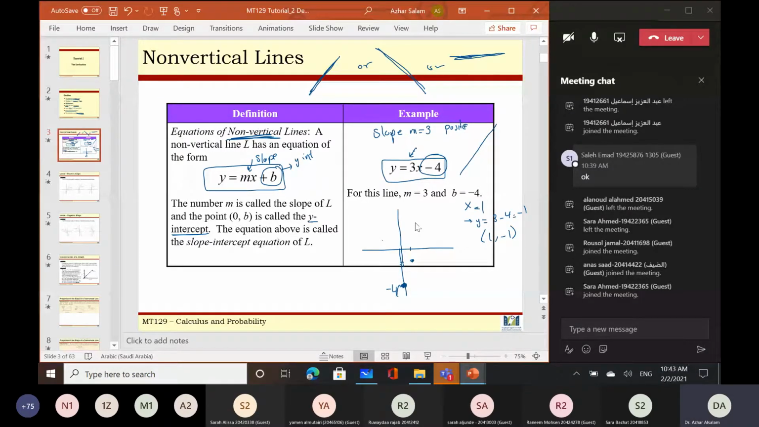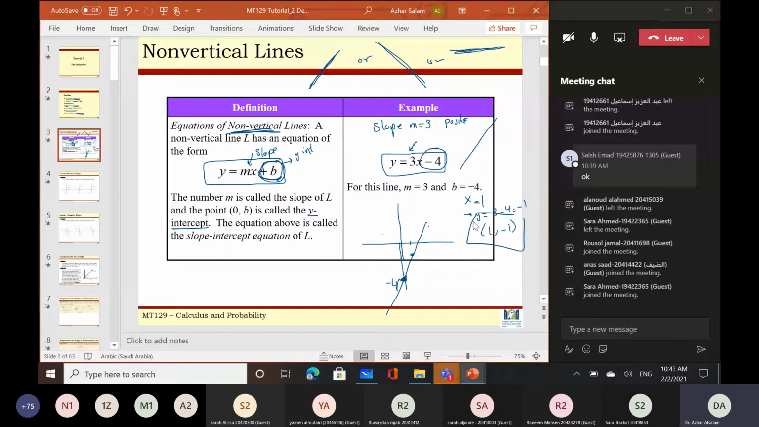And أرسم اللاين. This is how to sketch a graph of a line, okay? This one is ready. I already have this intercept, the intersection with the y-axis. So I only need one more point. I can take any arbitrary value for x and substitute in the equation and find the y value. And this is the point. Okay, this is how to sketch a graph for a line. I need 2 points. I already have the y-intercept, so I need one more point.